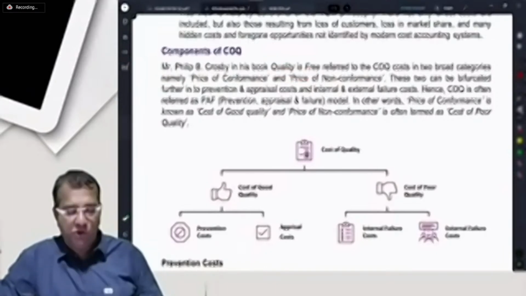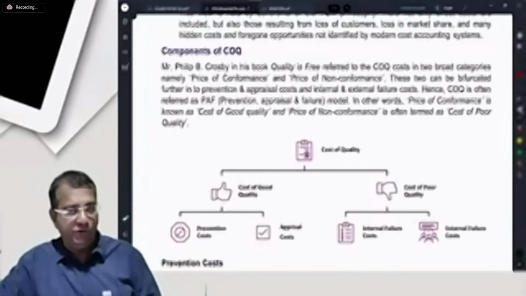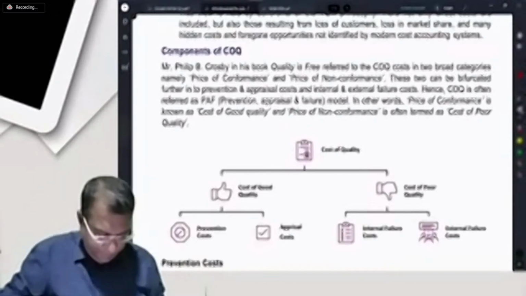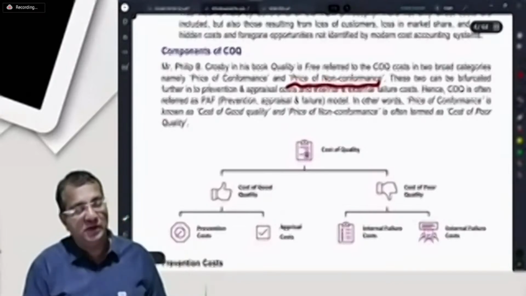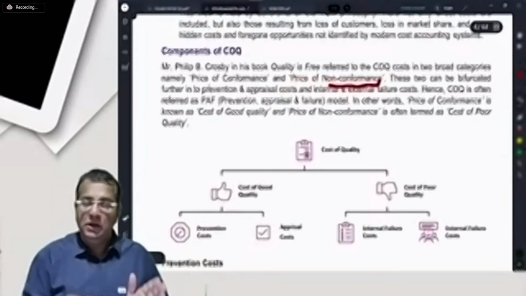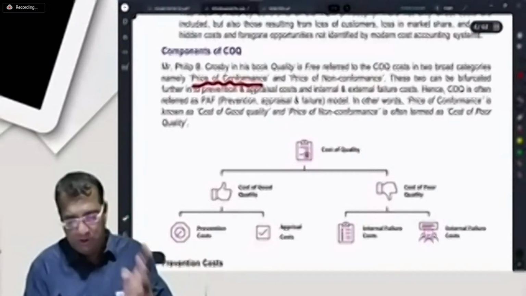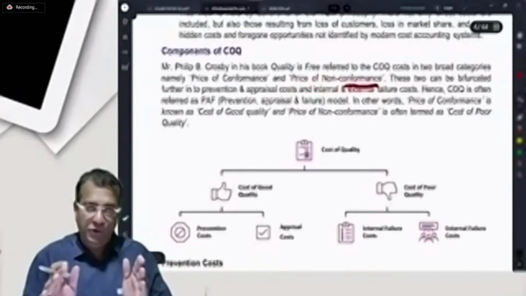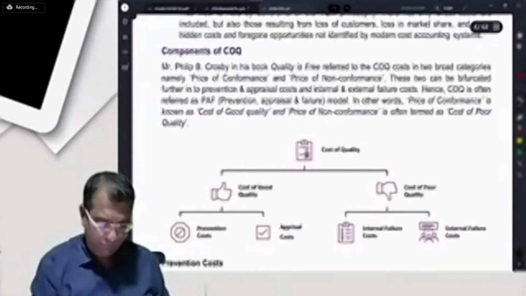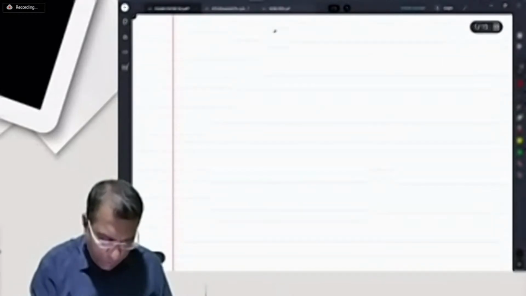So Mr. Phillips, in his book Quality is Free, has given the nomenclature to the different heads of the quality cost. The two major heads are cost of conformance, the other name being cost of good quality, and cost of non-conformance, that is cost of poor quality. Okay. Further, this cost of conformance will be bifurcated into two parts, and cost of non-conformance, that is the poor quality, will also be bifurcated into two parts. Okay. Please write down in your copy, beta. Components of COQ.